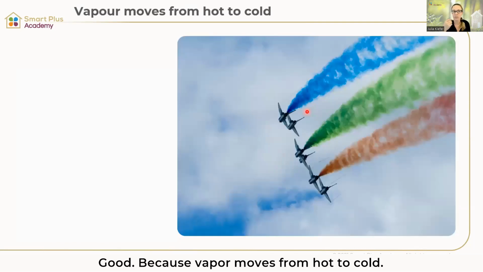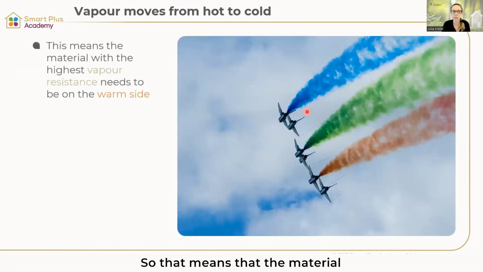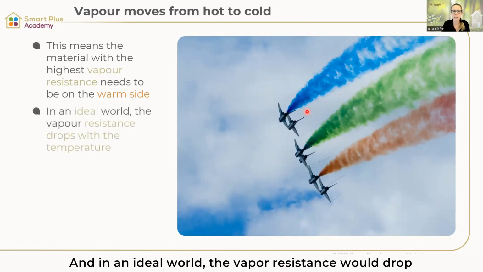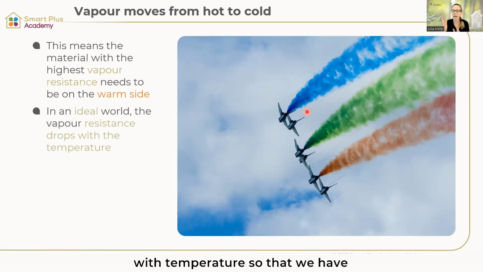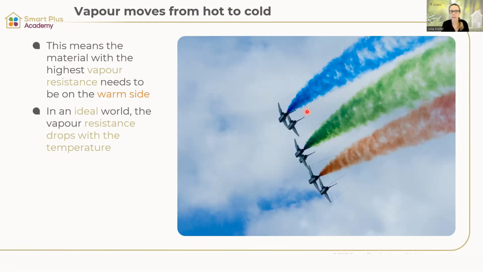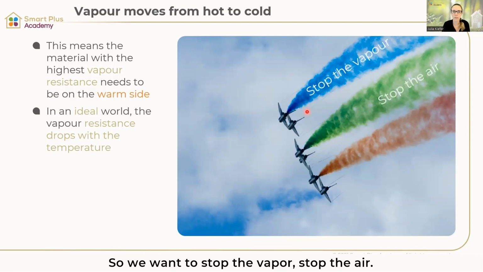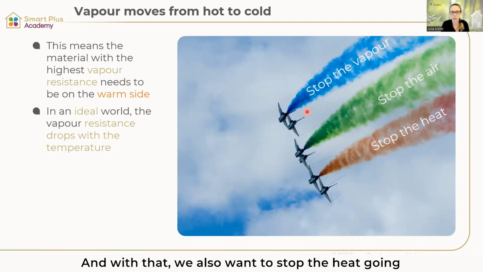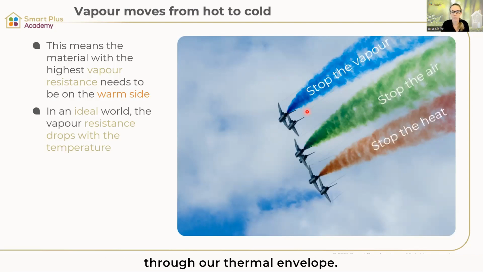Good, because vapor moves from hot to cold. So that means that the material with the highest vapor resistance needs to be on the warm side, like I just said. And in an ideal world, the vapor resistance would drop with temperature so that we have the highest vapor resistance on the inside. Then that little bit of vapor that still comes through can dry out towards the outside. And then we are creating a safe structure. So we want to stop the vapor, stop the air. And with that, we also want to stop the heat going through our thermal envelope.